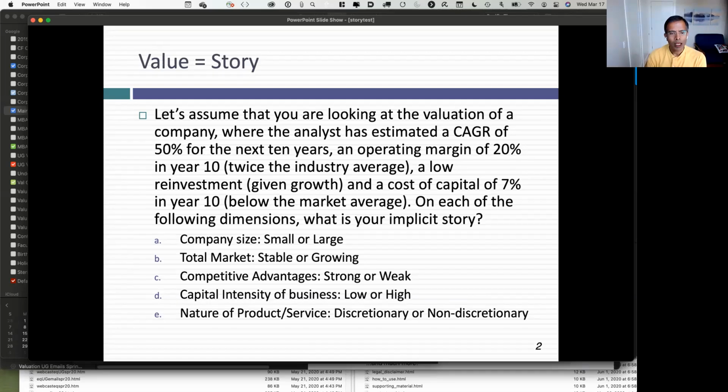And am I telling you anything about the product or service, whether it's discretionary or non-discretionary? What gives that away? I think going back to the cost of capital, since it's below the average, maybe it would be non-discretionary. Exactly. If I was selling luxury products, I don't care how well I'm run or how good a company I am, my cost of capital is going to reflect it. You see where I'm going? I'm telling you a story of a company that's going to grow over time with significant competitive advantages in a growing market while not reinvesting very much and selling a product that is non-discretionary.